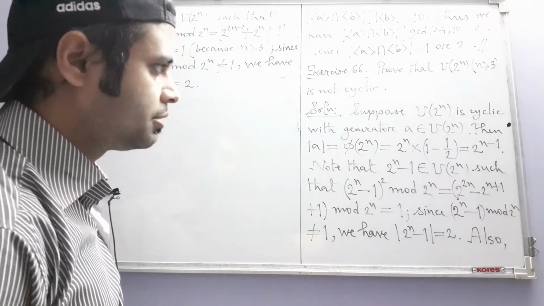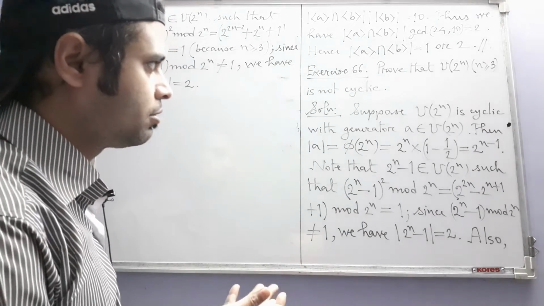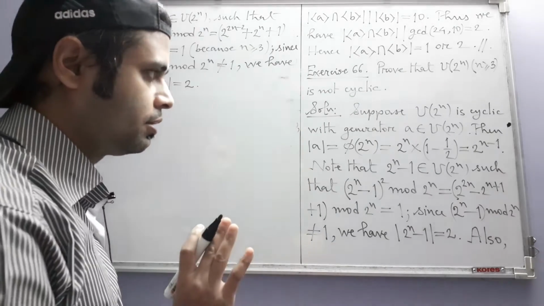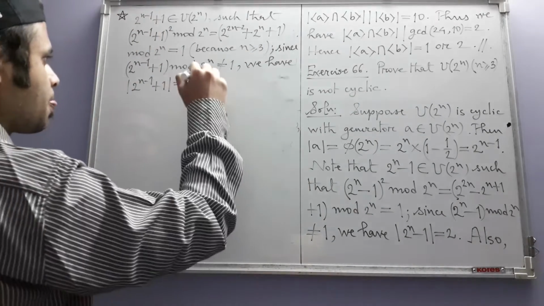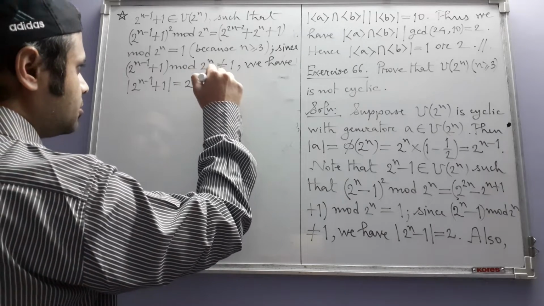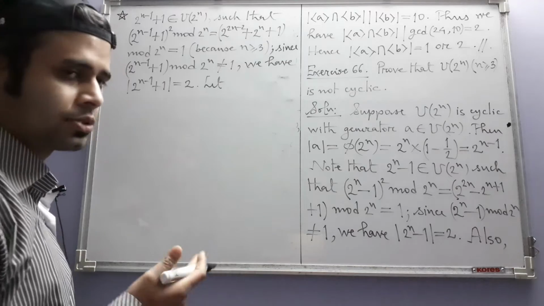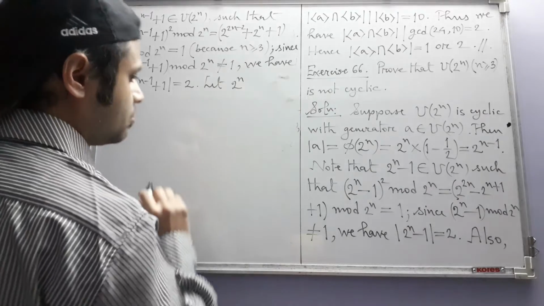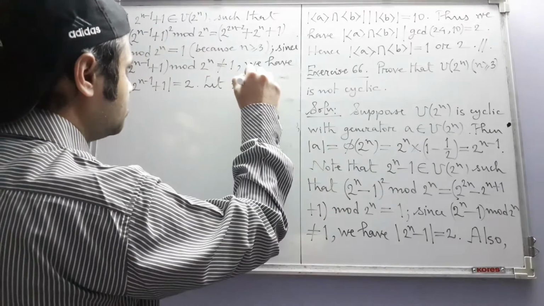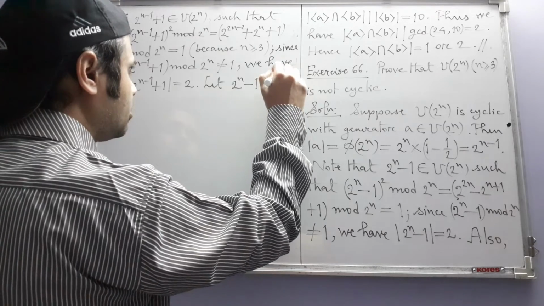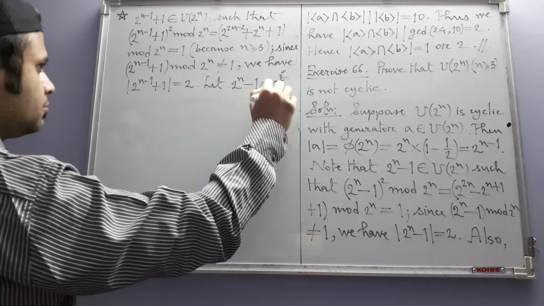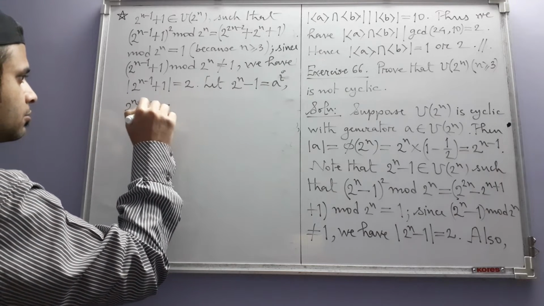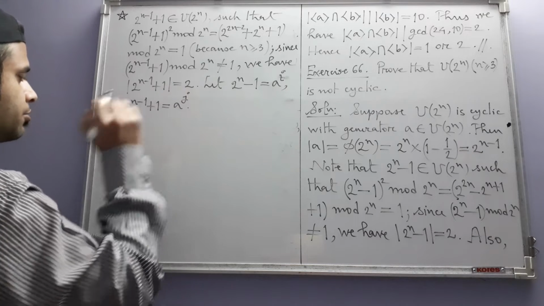Now these are elements in U(2 to the power n), and according to our supposition, U(2 to the power n) is cyclic and has generator A. So that means both these elements will be some sort of powers of A. Let this be a to the power i, and this one be a to the power j.